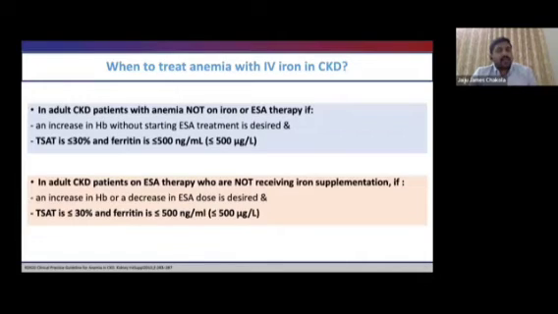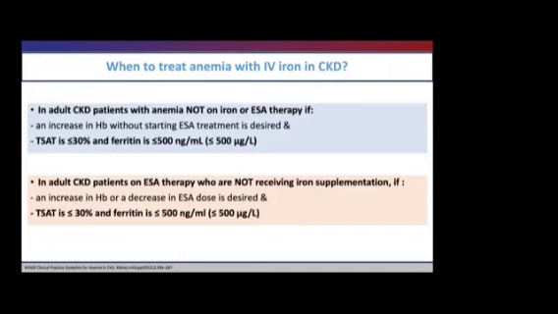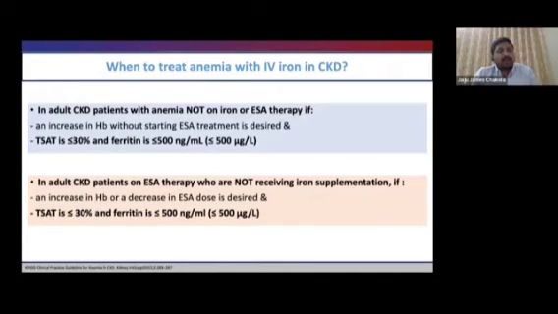And the second indication will be in adult CKD patients on ESA therapy who are not receiving iron supplementation, if an increase in hemoglobin or a decrease in the erythropoietin dosage is desired, and again TSAT is less than 30% and ferritin is less than 500 nanogram per ml. So these are the main indications where we start IV iron supplementation.